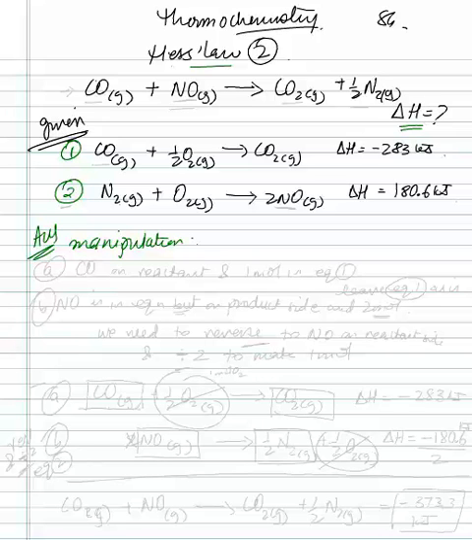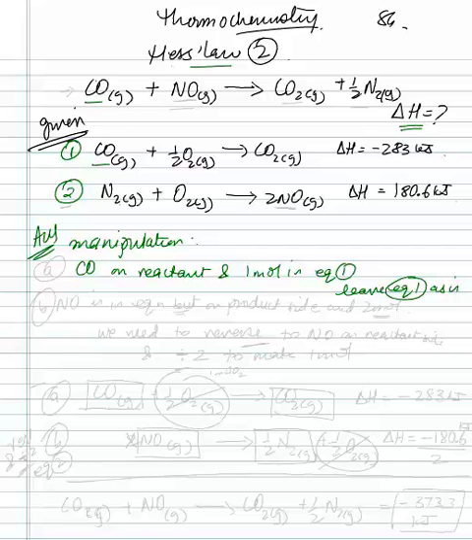So for example, let's look at carbon monoxide. Carbon monoxide is in equation 1 and it is on the left hand side. So carbon monoxide on reactant and 1 mole in equation 1, which means that we leave it as is. So leave equation 1 as is. Don't change anything about that.